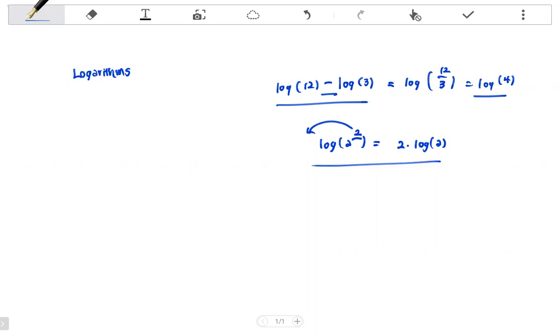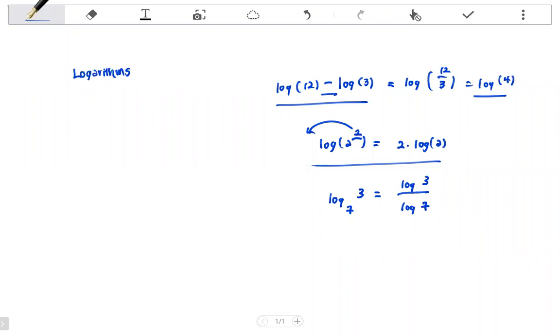And another rule could be if we have log base 7 of 3, then we can rewrite this as log of 3 over log of 7, right? Change of base rule.